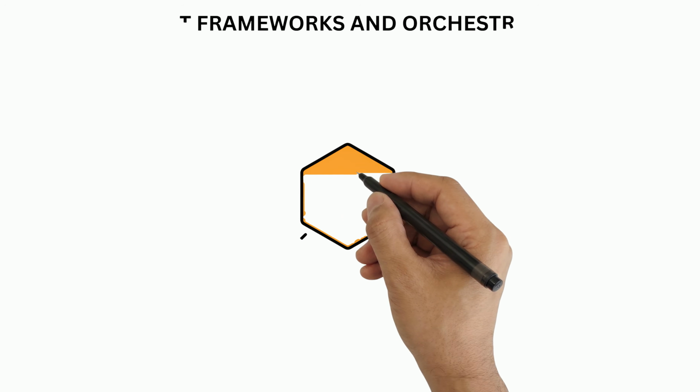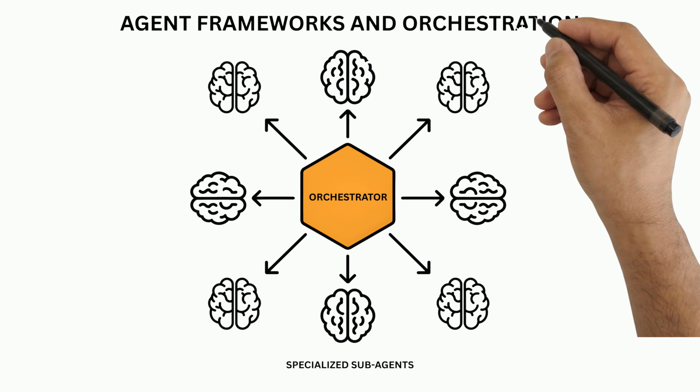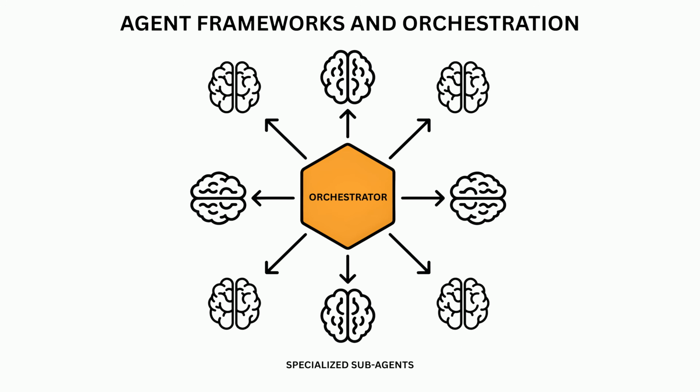In practice, complex agent systems often split work across multiple specialized agents coordinated by an orchestrator. One agent handles research, another writes code, another reviews it, and a top-level controller manages the handoffs between them. This mirrors how a human team divides labor, except each specialist is an LLM configured with its own tools and instructions.